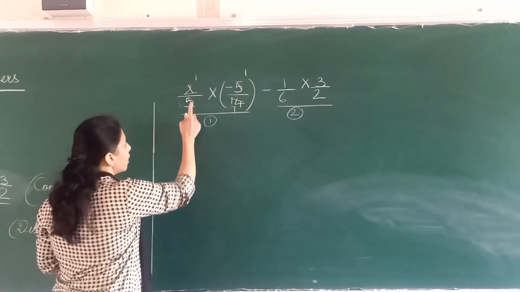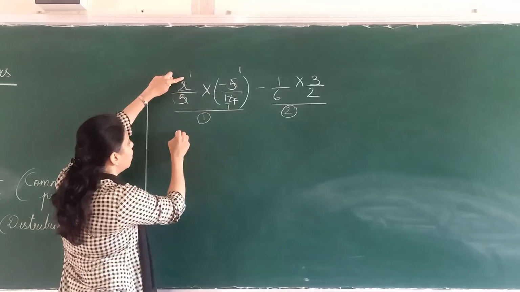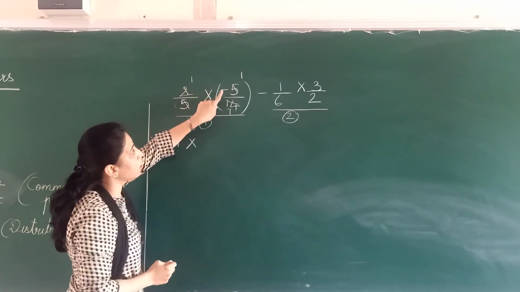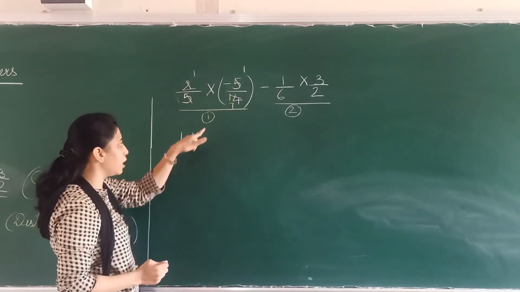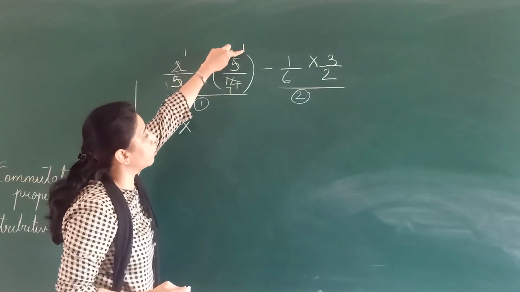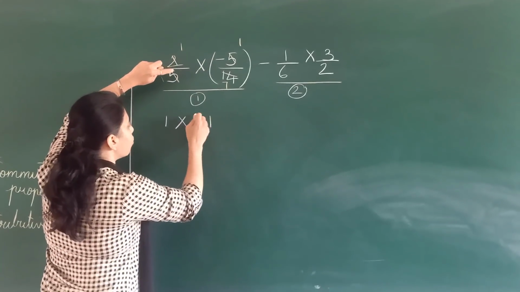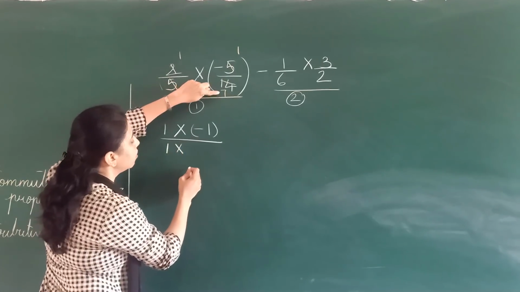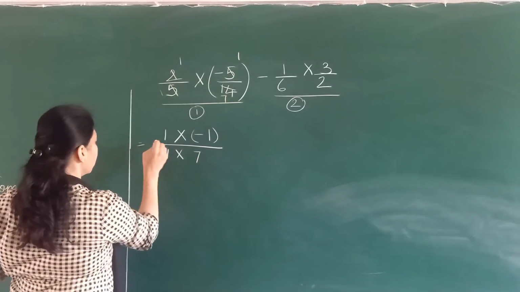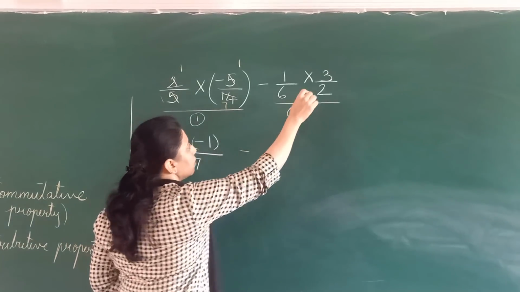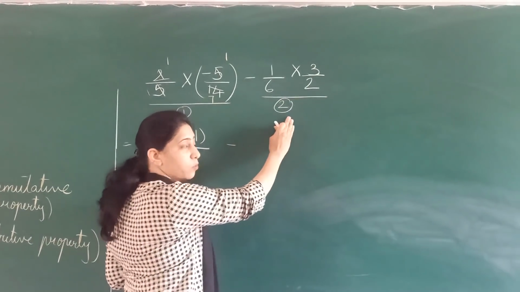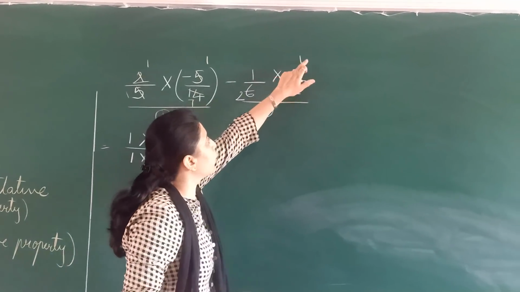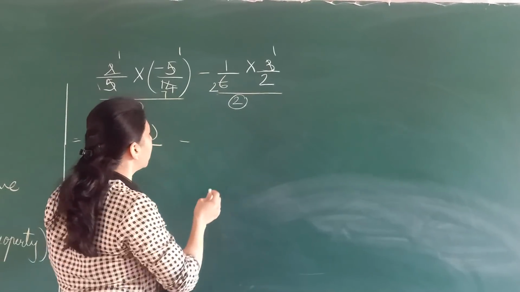So now what is your answer? You write 1 multiplied by minus 1. Don't forget to write the minus sign because the minus sign is already here. Your main sign is multiplication and the minus sign will go with the 1. So minus 1 upon, again here it is 1 into 7. And you can do the calculation for the second part also. 3 ones are 3, 3 twos are 6. So write down the answer now.